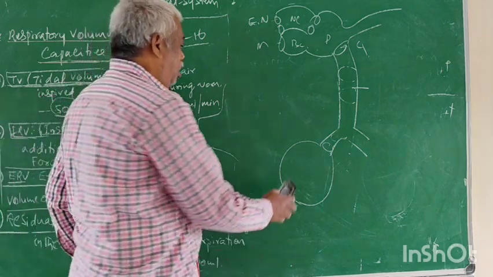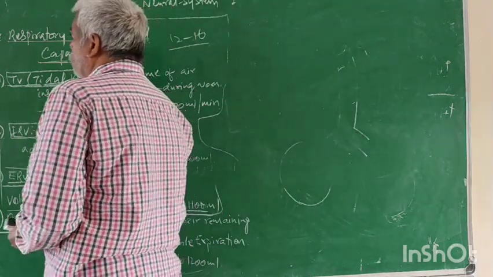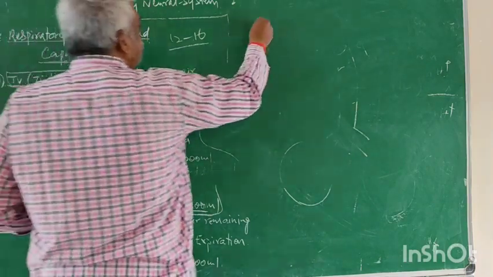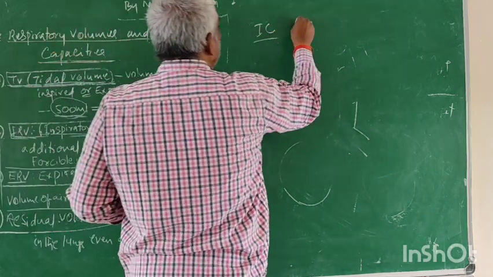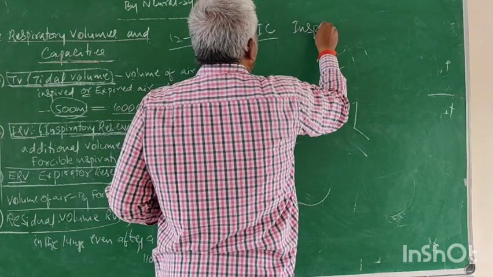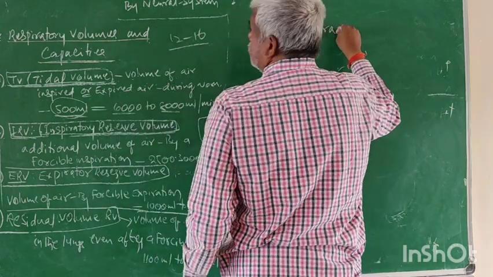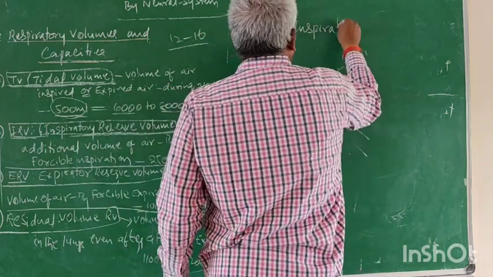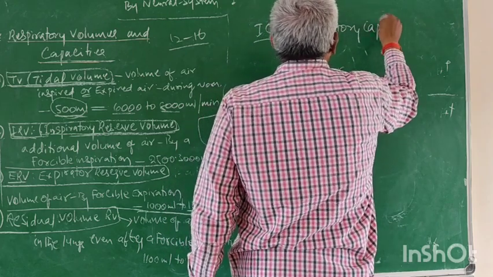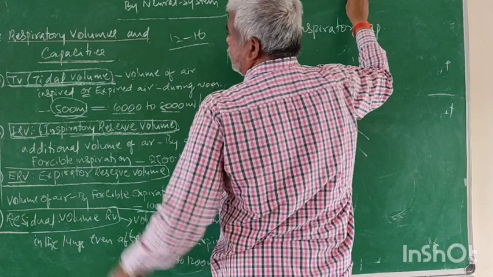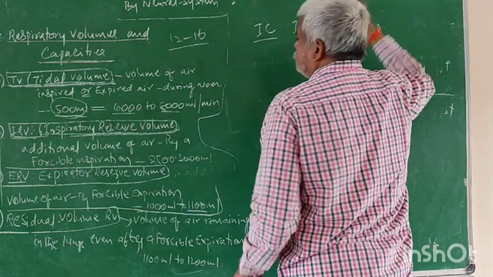Now, capacities. Right. Now, IC, inspiratory capacity. TV plus IRV.